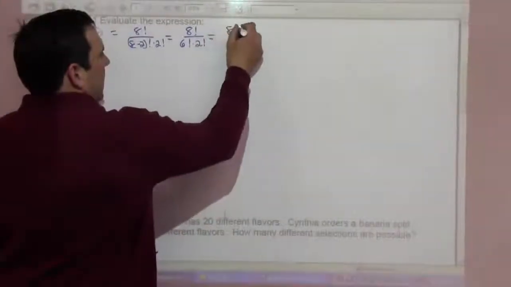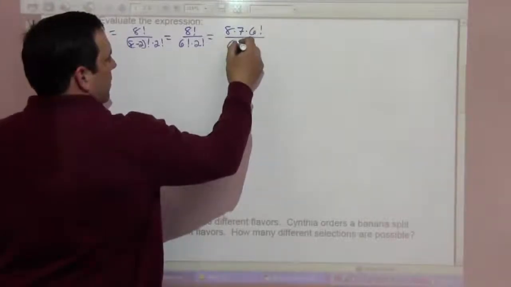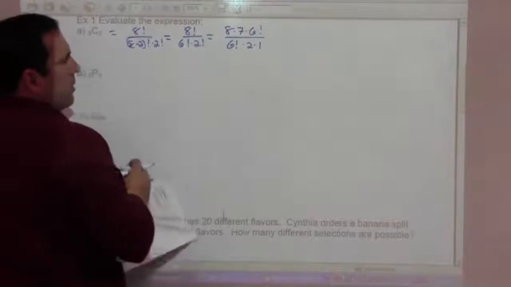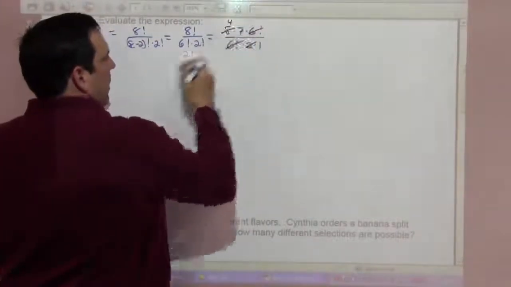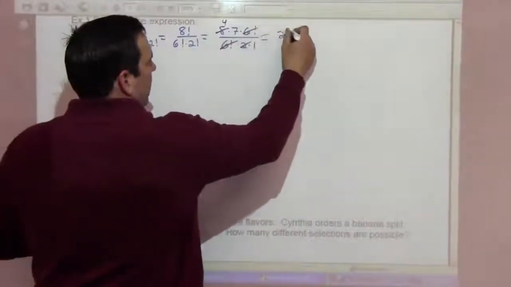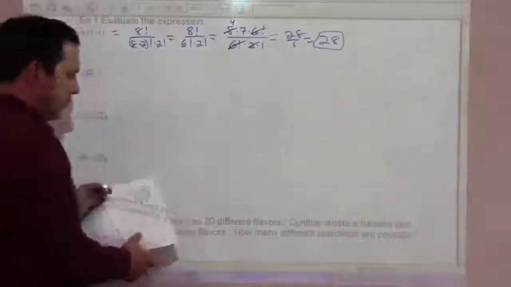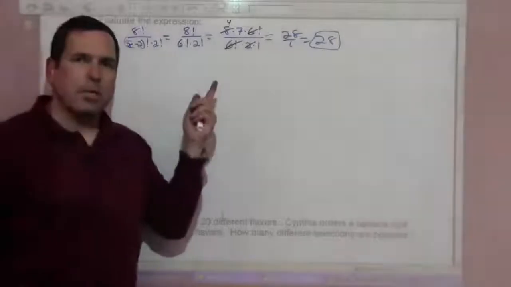That would be 8 times 7 times 6 factorial over 6 factorial times 2 times 1. With that, the 6's will divide out, and 2 goes in 8 4 times. And we're left with 4 times 7 is 28 over 1, which is 28. Now your calculators will have this button too. If it has the P, it's going to have the C.